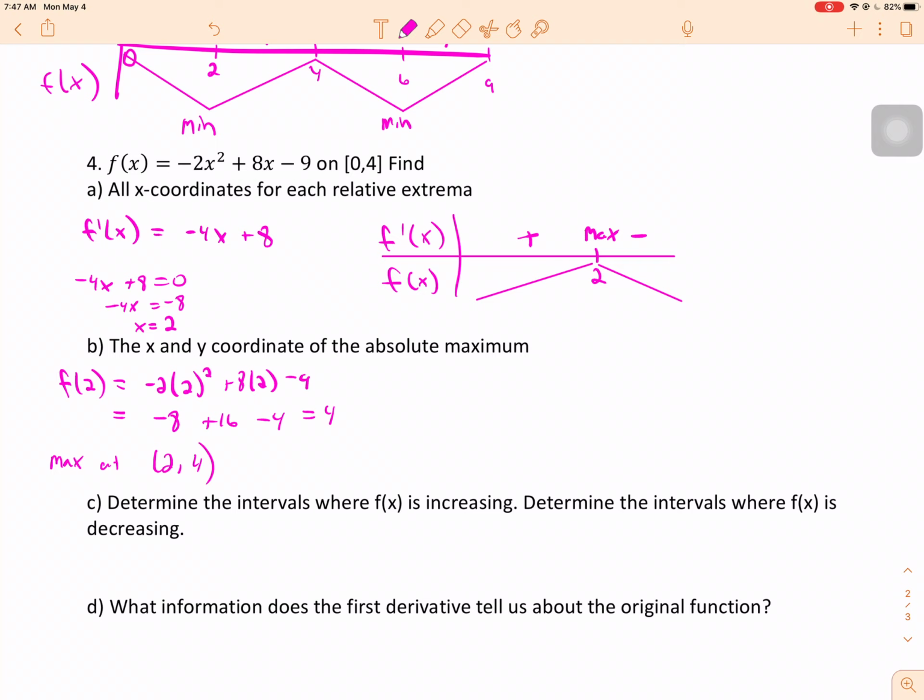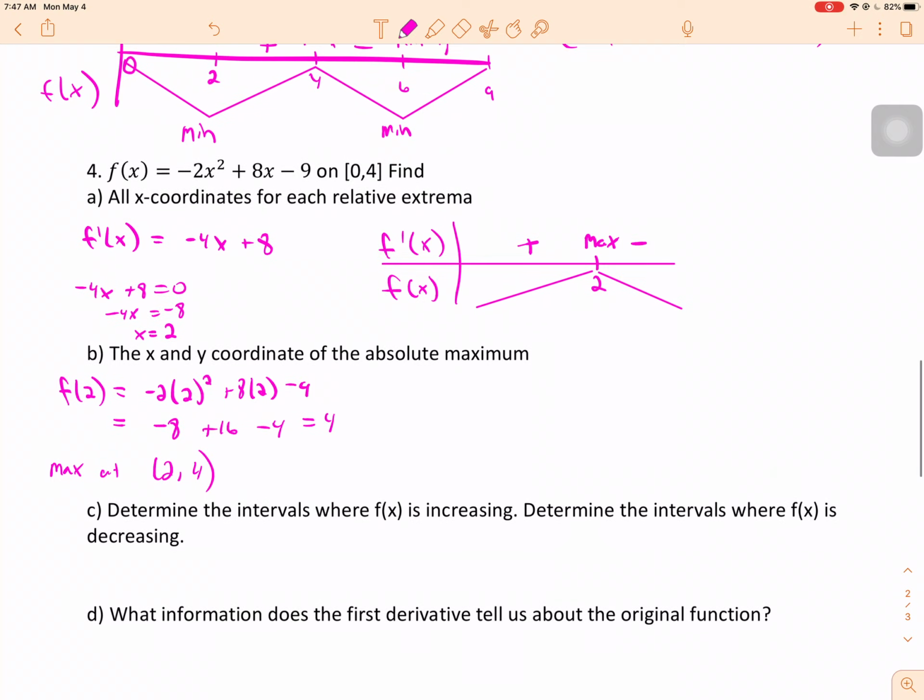Now, how do we know if that's the absolute max? Well, remember, when we have a closed interval from 0 to 4, we have to plug in the endpoints to see, is it higher? Now, you should be able to tell right here. Check it out. The function is going down to the left of 2, so it's only going to get smaller, and it's going down to the right of 2, so it's only going to get smaller. So, I mean, we could check because we should, but I'm sure it'll be less.